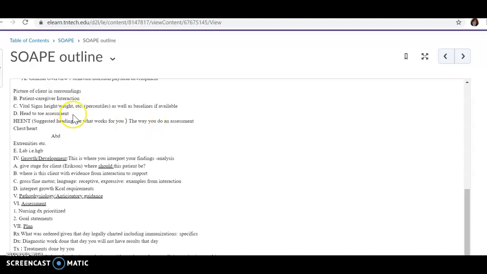Head-to-toe assessment. Just like you did your review of systems head-to-toe, you're going to do a head-to-toe assessment with your objective information. Now, depending on your clinical site, you may feel like you can't lay a stethoscope on everybody, you can't palpate everyone. Don't forget that one of your assessment tools is inspection.